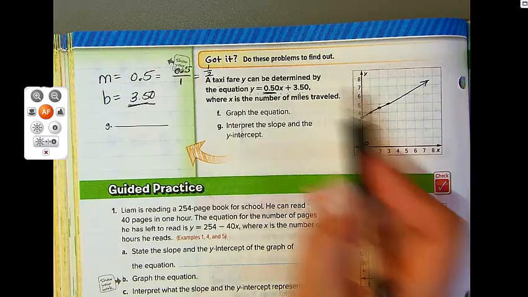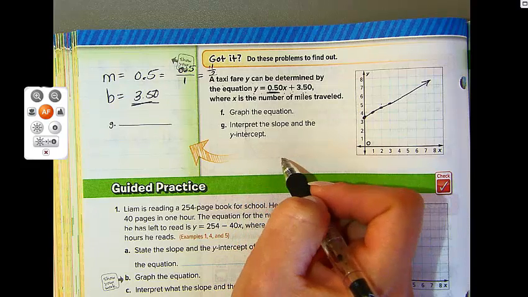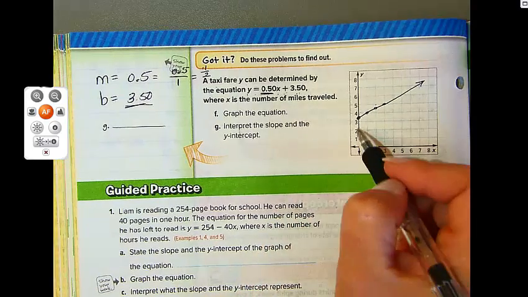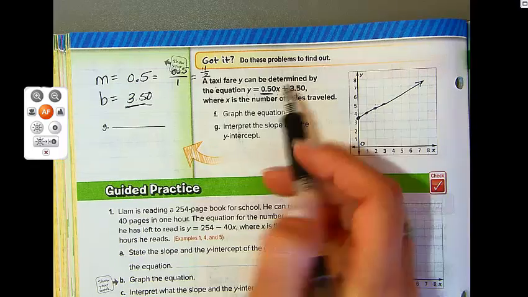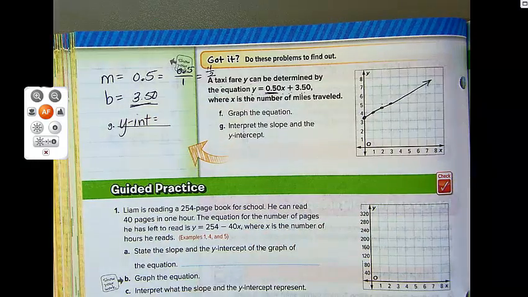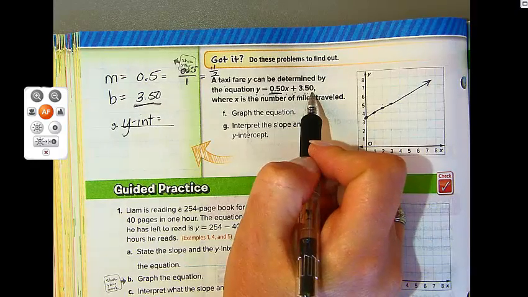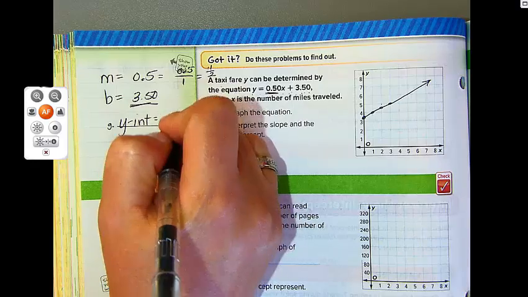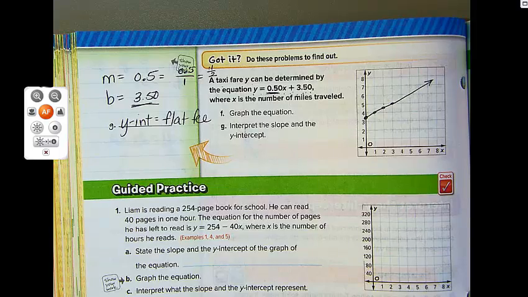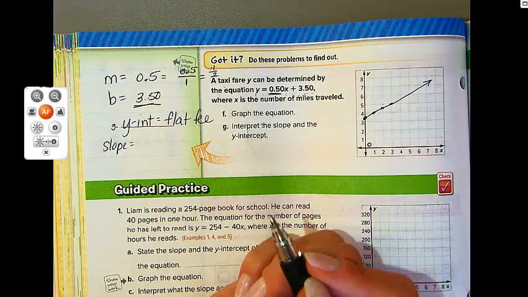Okay? And it says interpret the slope and the y-intercept. Well, what does that mean as far as cab fare goes? The plus 3.50 is the flat fee. Regardless of where you go, if you go 1 mile, it's going to be 3.50. If you go 50 miles, you're going to add that 3.50 onto it. And the slope, then, is how much it charges per mile.